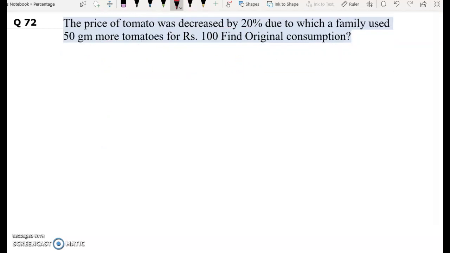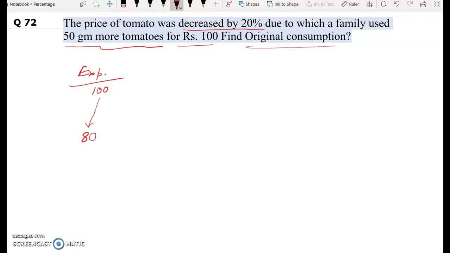Question number 72. The price of tomato was decreased by 20% due to which a family used 50 gram more tomatoes for rupees 100. Find original consumption. Let's say the original expenditure was 100 units. The price of tomato was decreased by 20%. So the expenditure also decreased by 20%. 100 minus 20 is 80. This is the new expenditure.